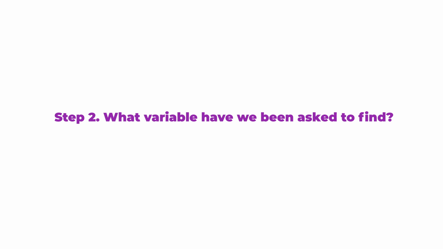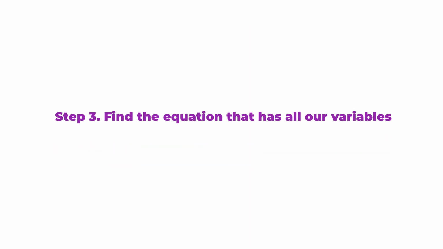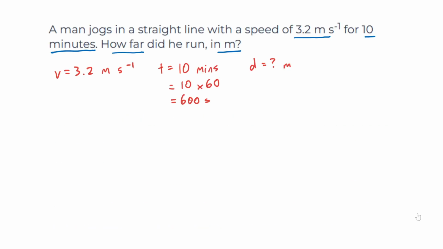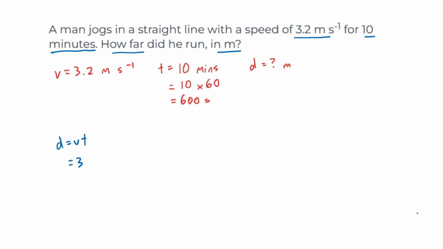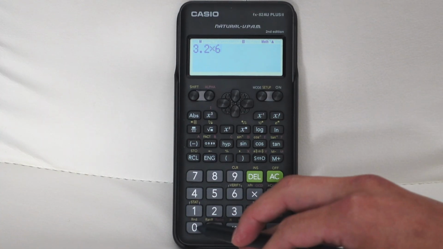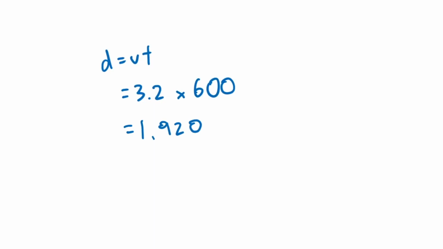Second step, what variable have we been asked to find? We need to find the distance, or d, and we want to find it in meters. So d is equal to question mark, and that's going to be in meters. Third step, again we look for the equation that has all three variables. In this case, we can use the same equation as the last problem. So that's d equals vt. Fourth step, substitute our values for the variables. D is equal to 3.2 times 600. Let's enter that into the calculator. 3.2 times 600. That gives us 1,920. We rounded to two significant figures since the variables we were given only had two significant figures. And the answer is 1900.